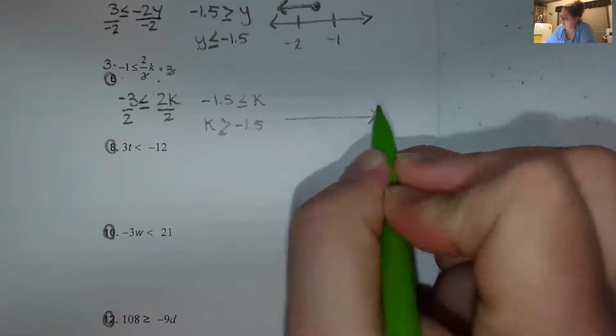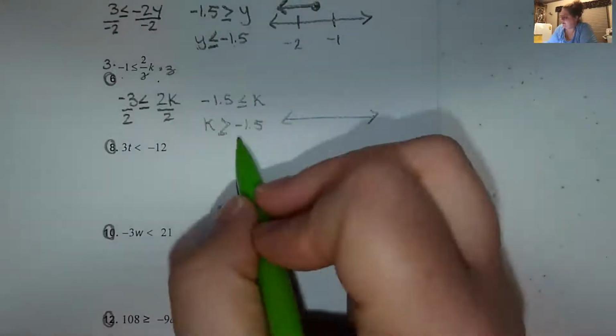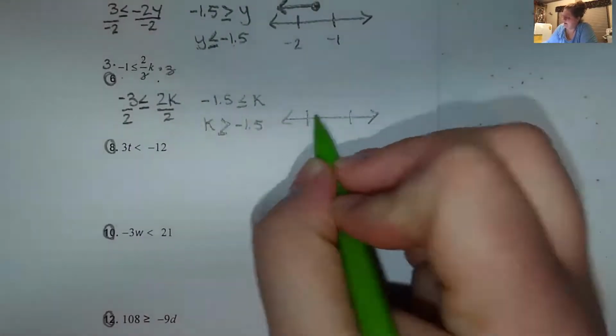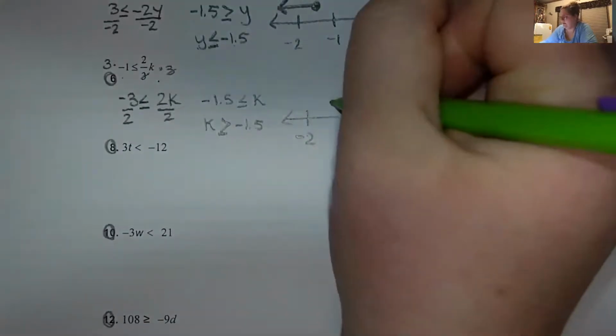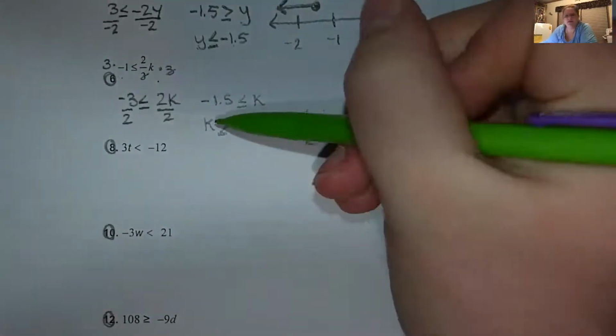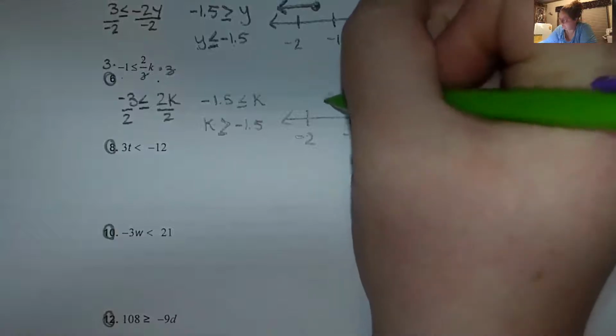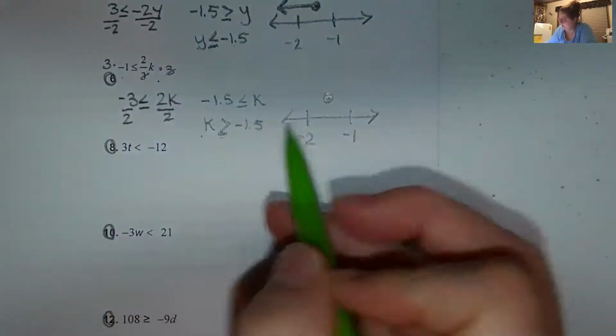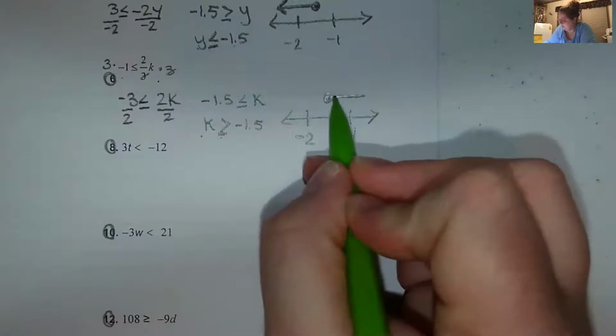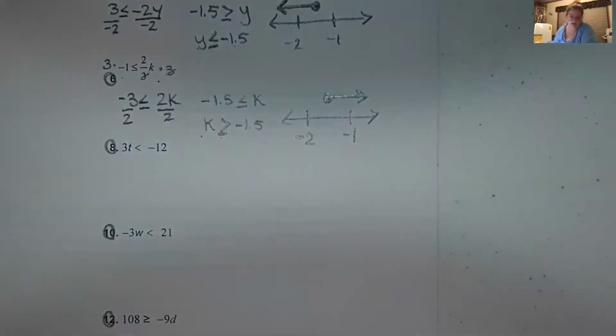Okay. It's at negative 1.5. Well, that's between, again, negative 1 and negative 2, right in the middle. Open or closed circle? Well, it is or equal to. Now it's saying k is greater than or equal to that, so it's got to be pointing to the right. Greater than is to the right. We'll point to the right.